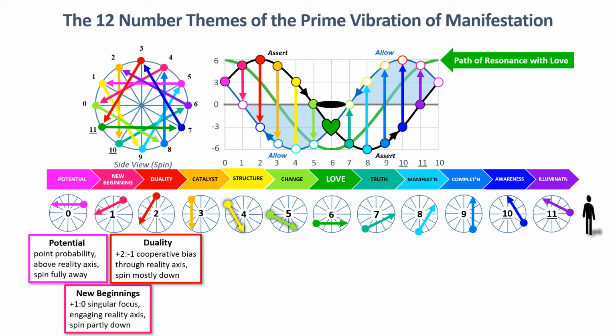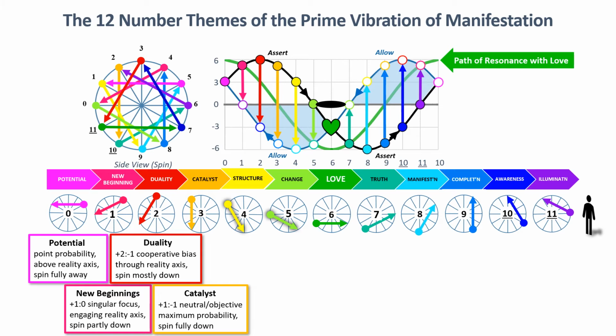The path of resonance, falling halfway above the real axis, calls for a more positive bias towards cooperation than to its negative polarity of separation and competition. In other words, relating to contrast in a cooperative way, yet without giving away all your power, is the most loving response.